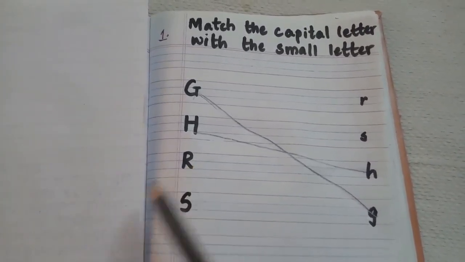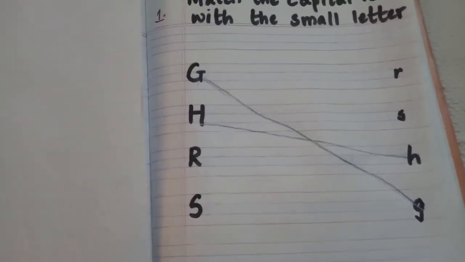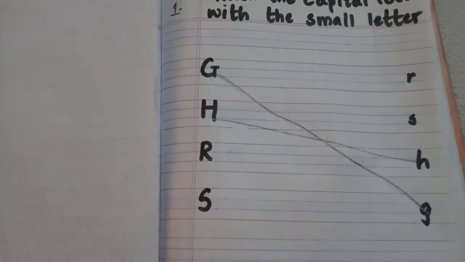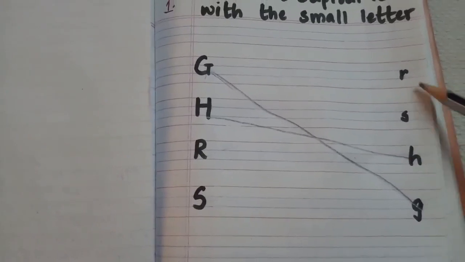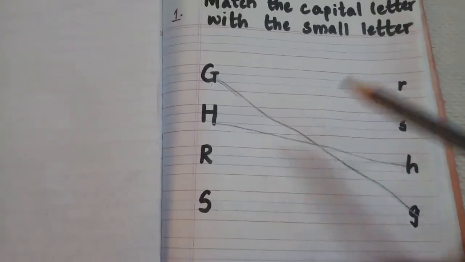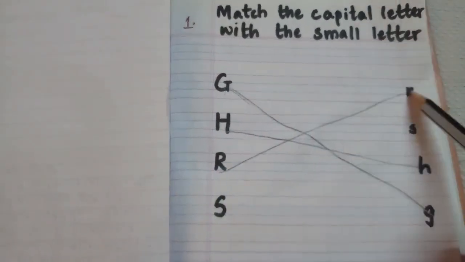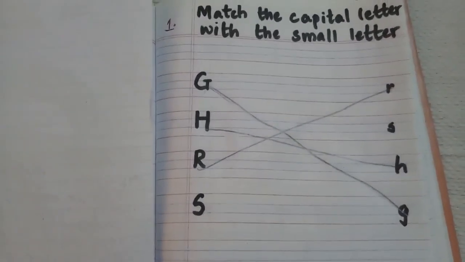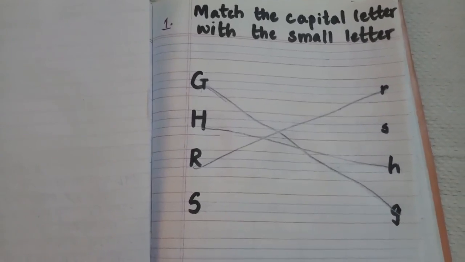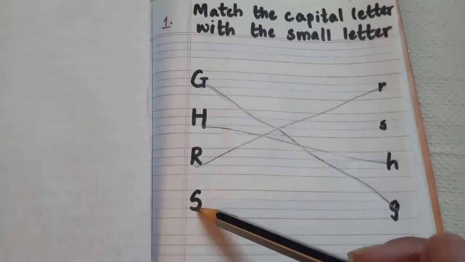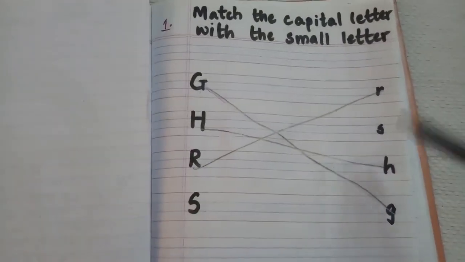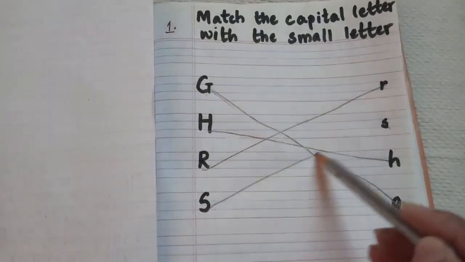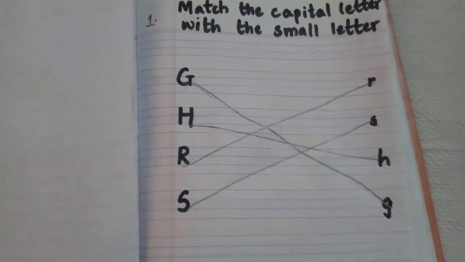Now the next one. What is this letter? This is capital R. Now we are going to match the capital R with the small r. Where is small r? Here. So we are going to match it. Now last one. What is this letter? This is capital S. Now we are going to match the capital S with the small s. We have small s here. So we are going to match it like this. Is that clear, children?